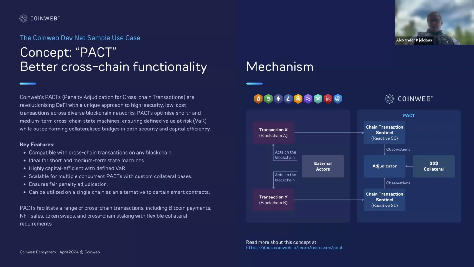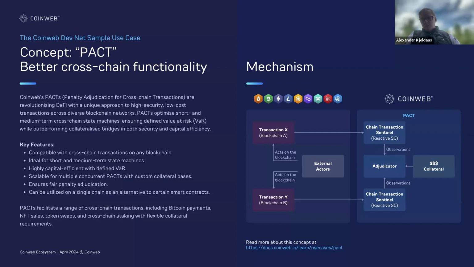The way it works is that these chain transaction sentinels, these smart contracts that react to an event, are sitting on top of a shard that has access to events on blockchain A and blockchain B. When they get these events, they send them to the adjudicator, and the adjudicator is basically a smart contract that figures out: did the participant do what the pact was supposed to do, or what they promised to do? Did I send a Bitcoin to the other person? Did he send Ethereum to me?